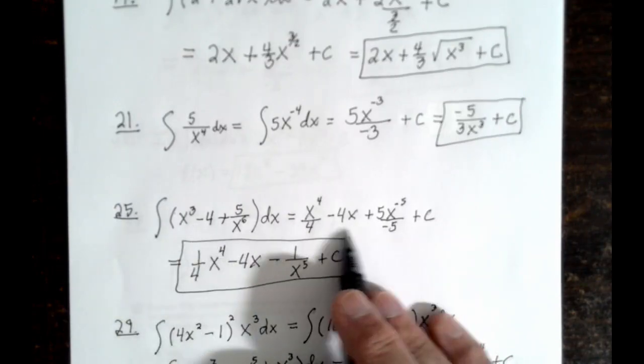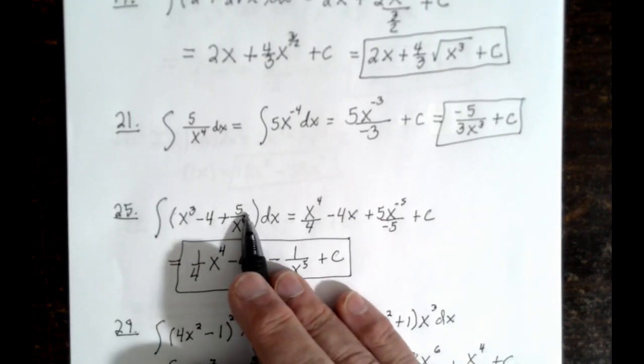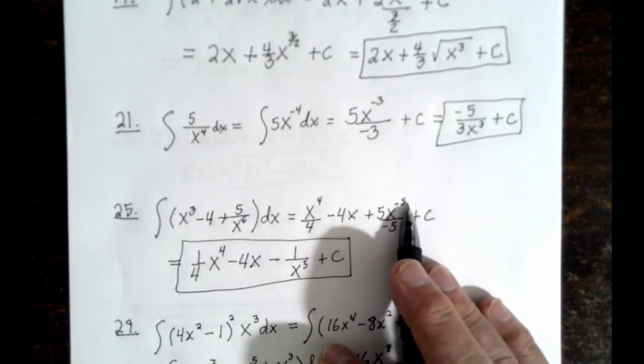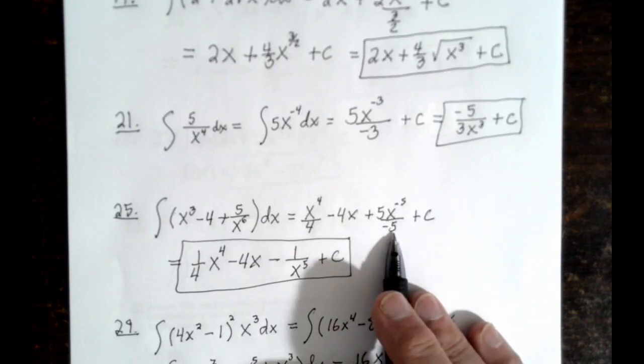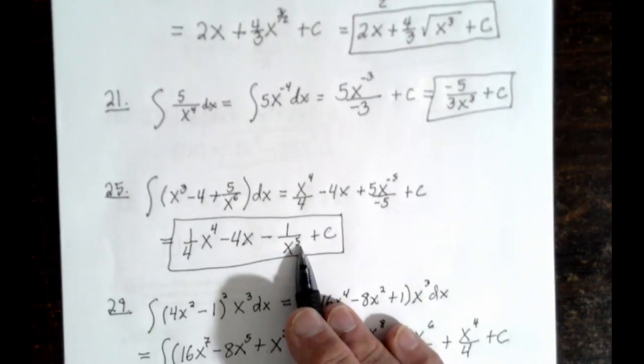This one, when you integrate x cubed, you get x to the 4th over 4. Integrate the 4, you just get 4x. And that's 5x to the negative 6, so you add 1 to negative 6, you get negative 5, and you divide by that negative 5. And you clean it up and you get this guy here.